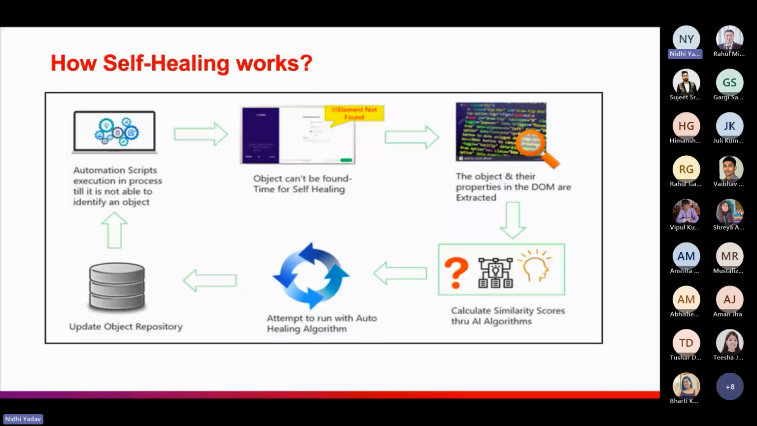It compares the similarity scores between the changed object and its properties and the saved object and its properties, which was saved initially in the backend. Depending upon those similarity scores, it finds the best locator suited for that object, and attempts to run the script in the same runtime using that healed locator. At the same time, this mechanism updates the broken locator with the new locator value in the object repository, so that when the script is run in future, it uses the updated locator instead of the broken one. So this was the overall process of how self-healing functions in our test script.